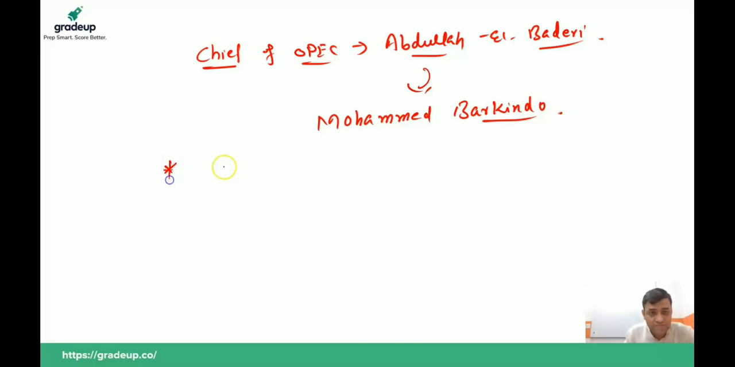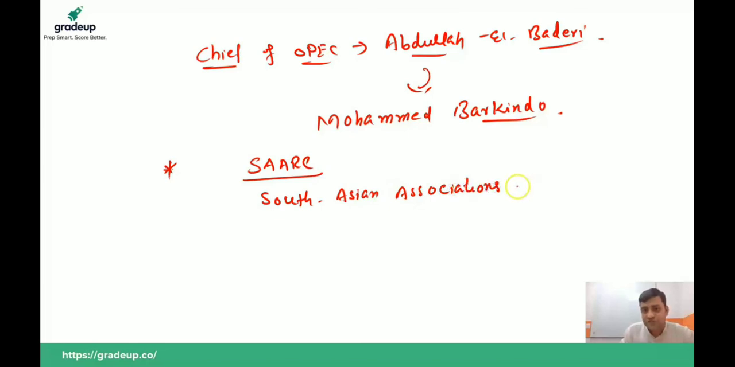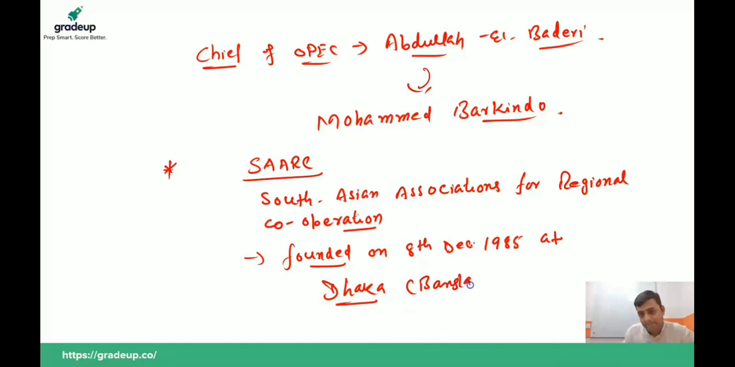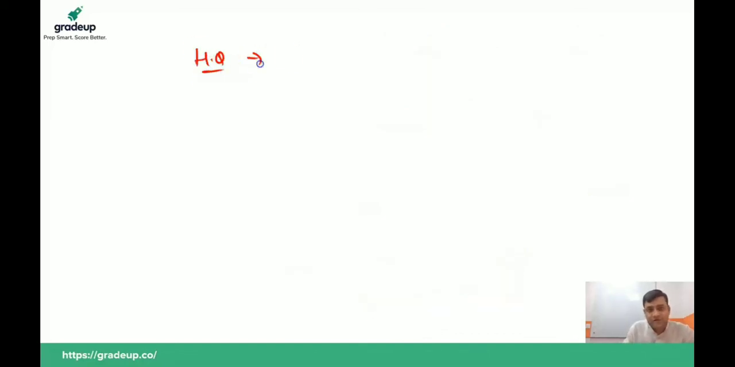Then comes the next important organization. From the Asian part, remember two important things. One is SAARC. This is the South Asian Association for Regional Cooperation. This organization was founded on 8th December 1985 at Dhaka, Bangladesh. It is headquartered at Kathmandu, which is in Nepal.